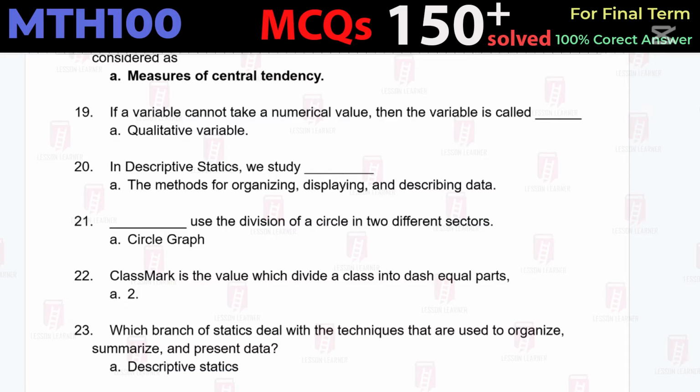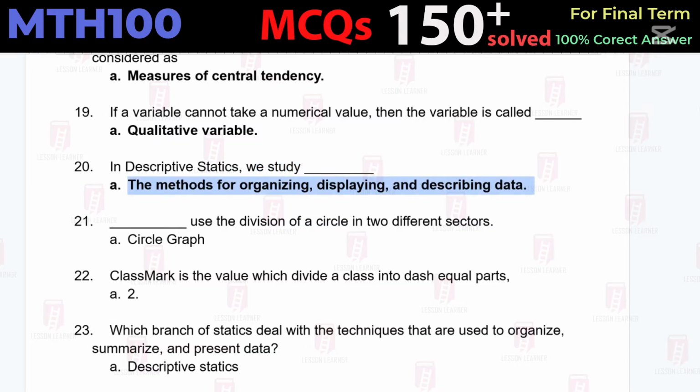If a variable cannot take a numerical value, then the variable is called qualitative variable. In descriptive statistics, we study dash. We study the methods for organizing, displaying, and describing data. Dash used for the division of a circle into different sectors: circle graph.